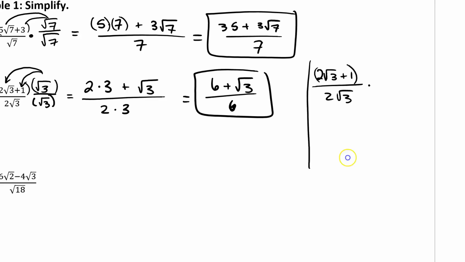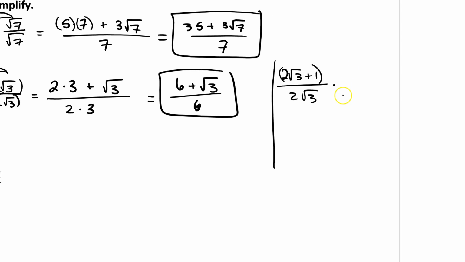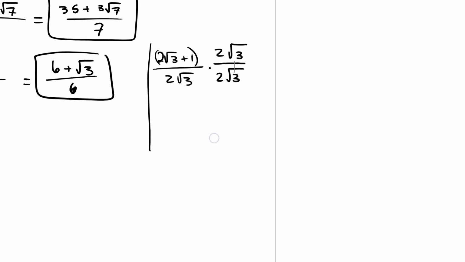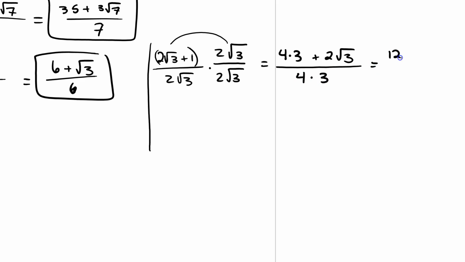And in this alternate universe, I'm going to rationalize the denominator by multiplying by 2 root 3, and I'll show you why this is the wrong way and how this actually creates a little bit more work for you. So 2 root 3 times 2 root 3, which is 4 times 3, because root 3 times root 3 is 3, plus 2 root 3, because 1 times 2 root 3 is 2 root 3, all over 4 times 3. So that's 12 plus 2 root 3 over 12.